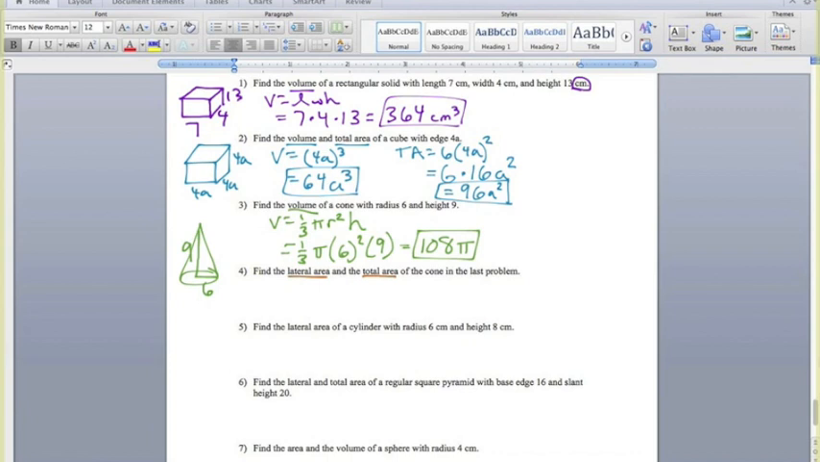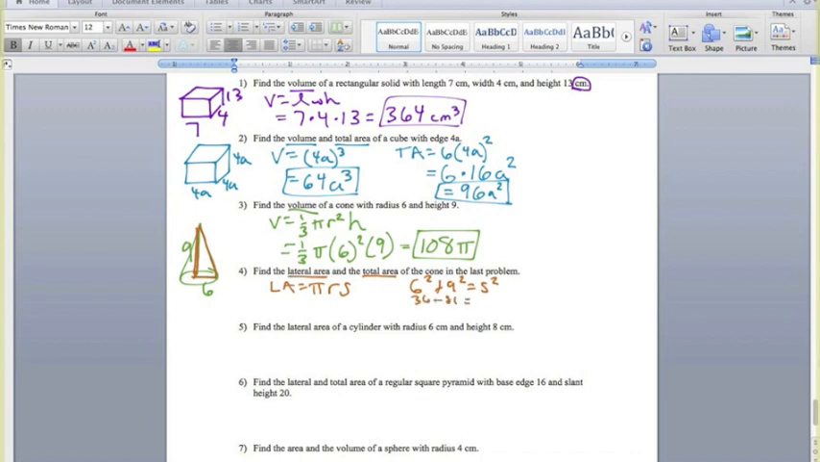Lateral area and total area of that same cone. So I don't need to draw a new picture, I can keep on using that same one. Lateral area does not need to be memorized. It's pi r s, where s is the slant height. I do not know the slant height of this cone, but how can I find it? Pythagorean theorem. So I'm going to do 6 squared plus 9 squared equals s squared.